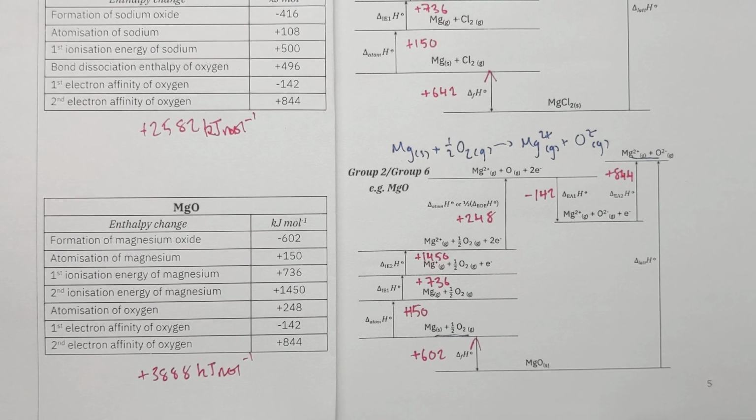So there we've looked at the slightly harder examples of Born-Haber cycles. So if you look back to the past paper document I sent you or in the Google Classroom, you should be able now to do up to question 9.